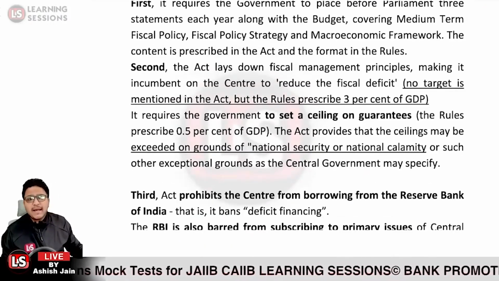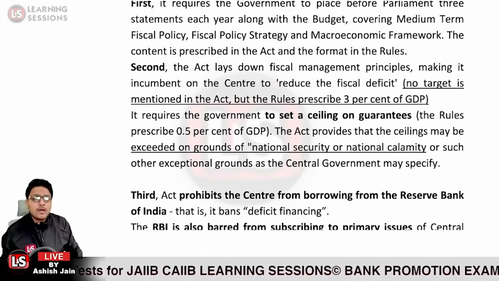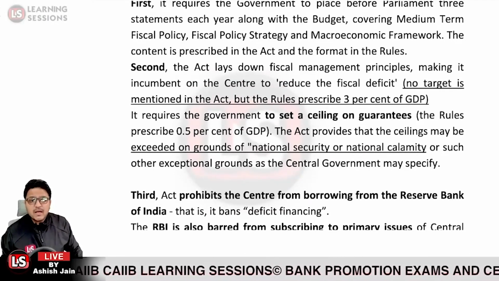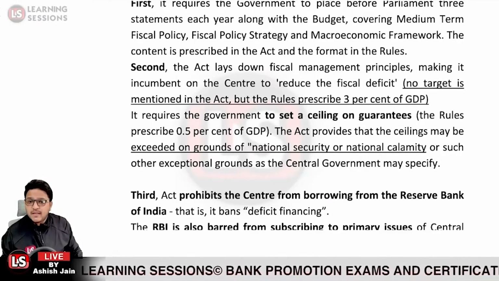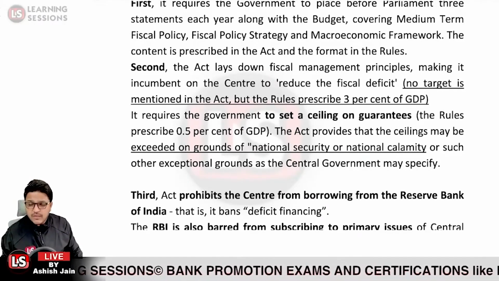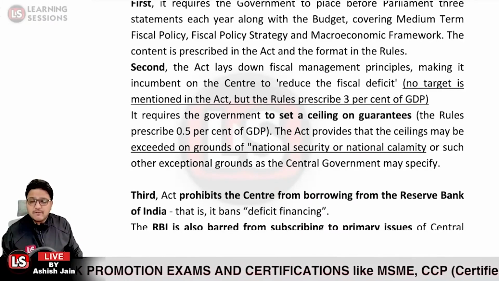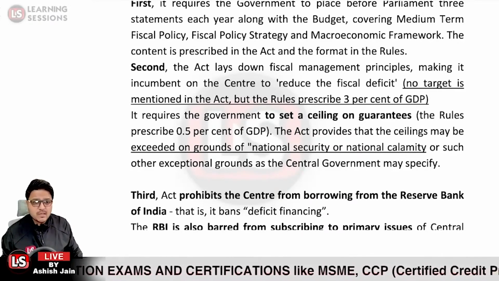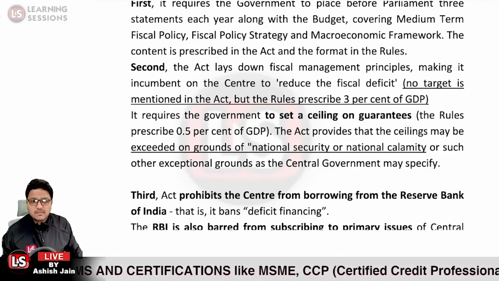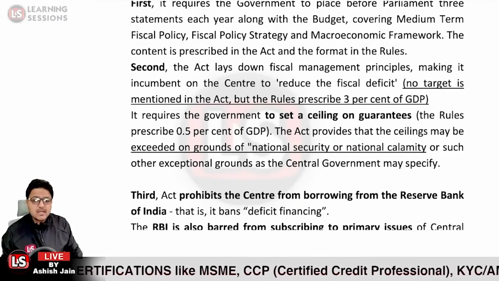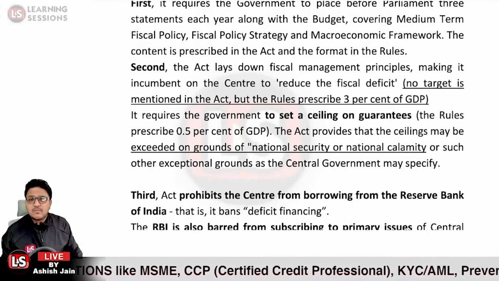Further, third, the act prohibits the center from borrowing from the Reserve Bank of India, that is, it bans deficit financing. The Reserve Bank of India itself cannot finance the deficit. Fiscal deficit cannot be financed by the Reserve Bank of India, and the act particularly prohibits the center from borrowing from the Reserve Bank of India.